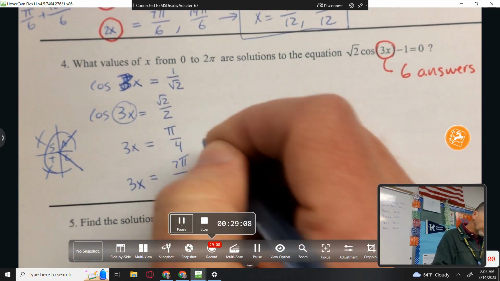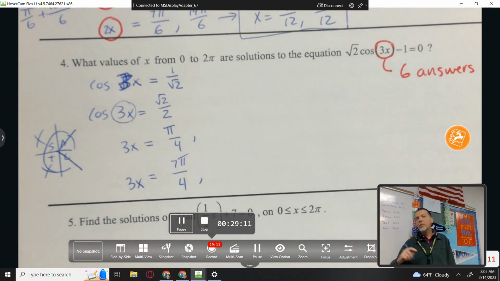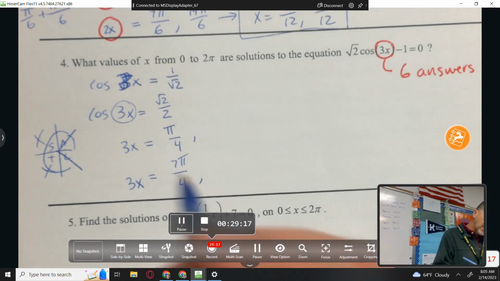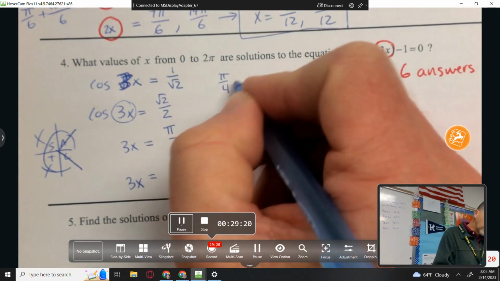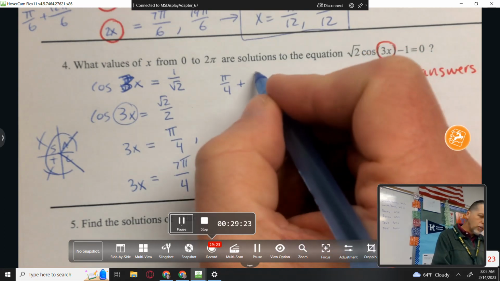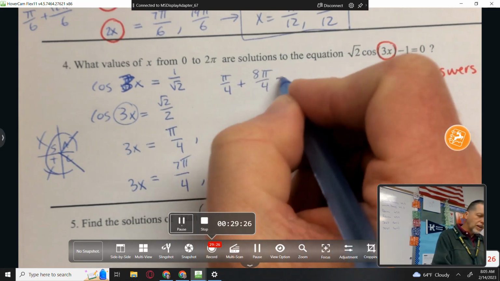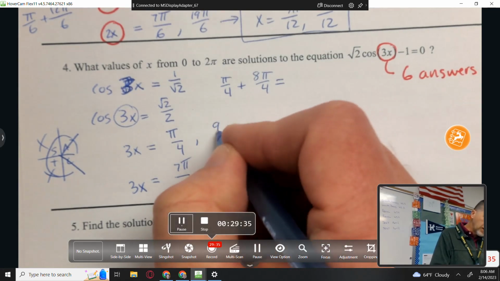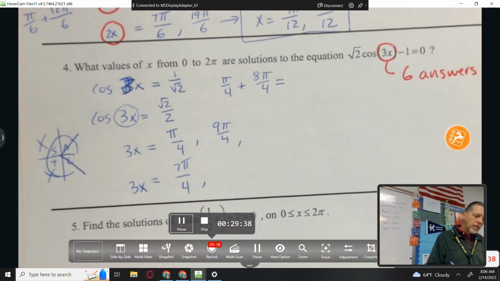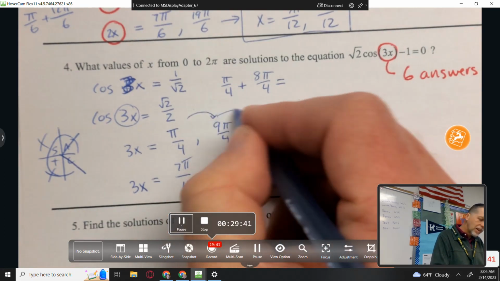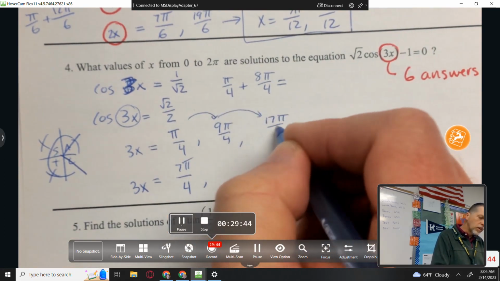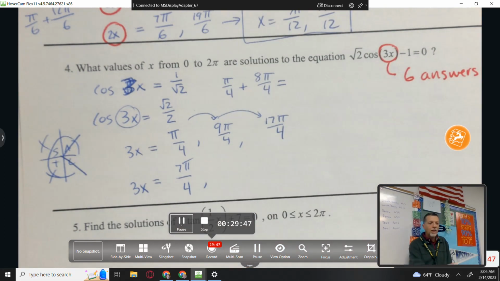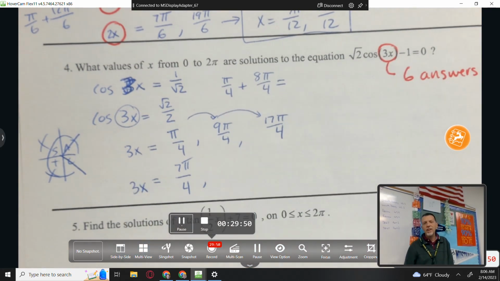So 3x is equal to those things, but I need 3 times as many answers so that I can catch them all. So I need to add 2 pi to all of those answers. So pi over 4 plus, again, if your fraction skills are at least modest, you don't have to write everything out. If I add 8 over 4, I would get 9 pi over 4. And if I add 8 more to that, I would get 17 pi over 4. And I can stop there because now I have 3 times as many answers as I normally need.